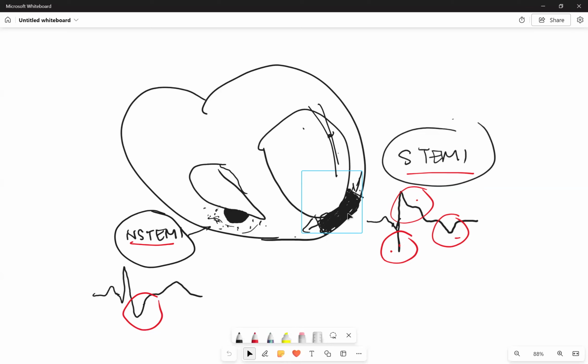Does the NSTEMI also have risk of pericarditis? Not known to, because it's not even touching the pericardium. So it's not likely to cause a pericarditis. So only a STEMI.